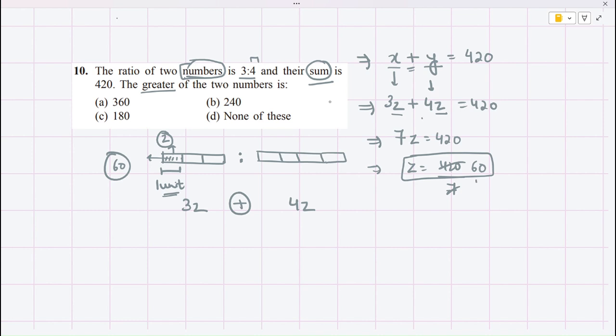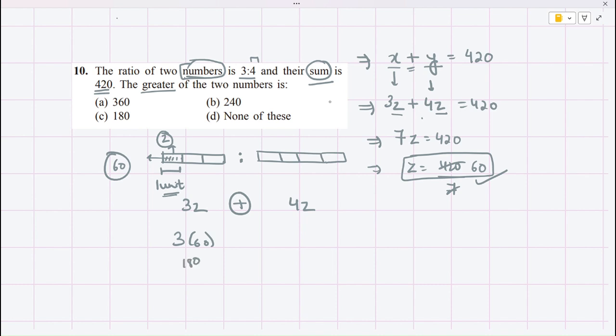Okay, so we found out the value of z that was coming out to be equal to 60 and we also discussed what it could be. So now we'll just place the values here. For example 3 multiplied by 60, 3 is our units and 60 is the value we get for 1 unit. An original value is very important, only from it can we find the respective values of the separate things in the ratio.